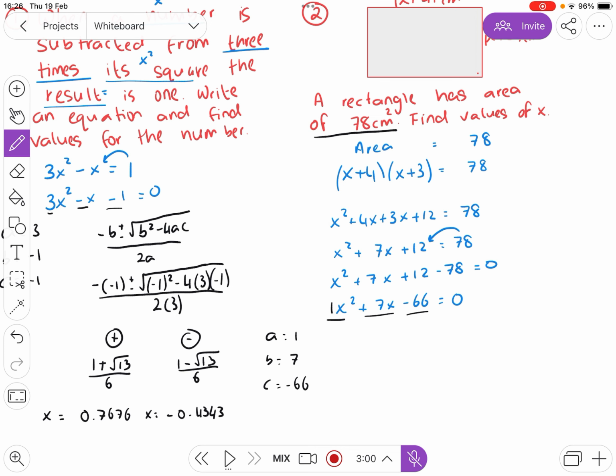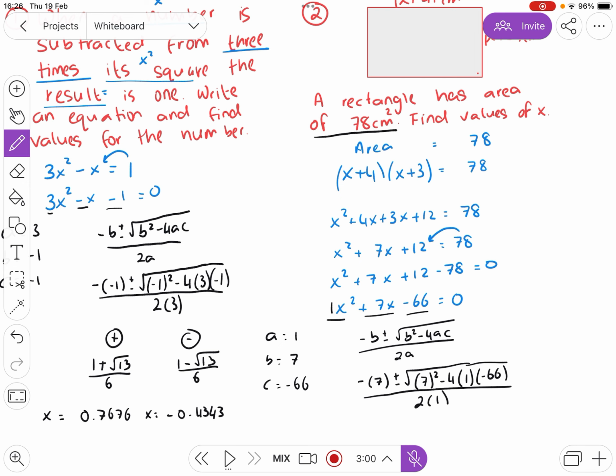So our minus b formula, I write out, make sure that I'm getting my full marks. Make sure you take the formula down correctly, because if you don't, you don't get any marks for it. And I fill in minus, in for b goes 7, plus or minus the square root of 7 squared minus 4, in for a goes 1, in for c goes minus 66. And that goes all over 2 times 1.